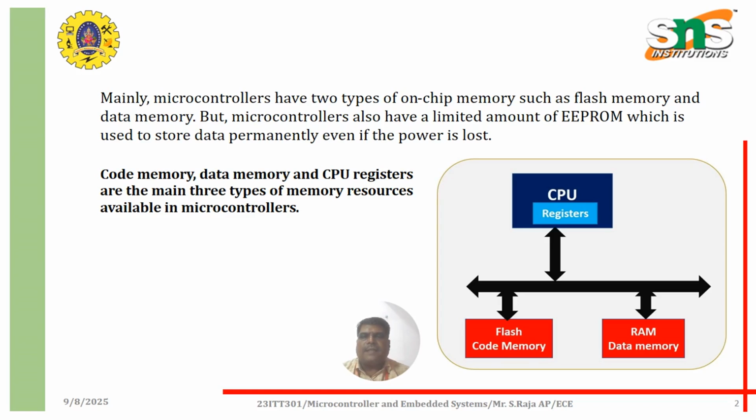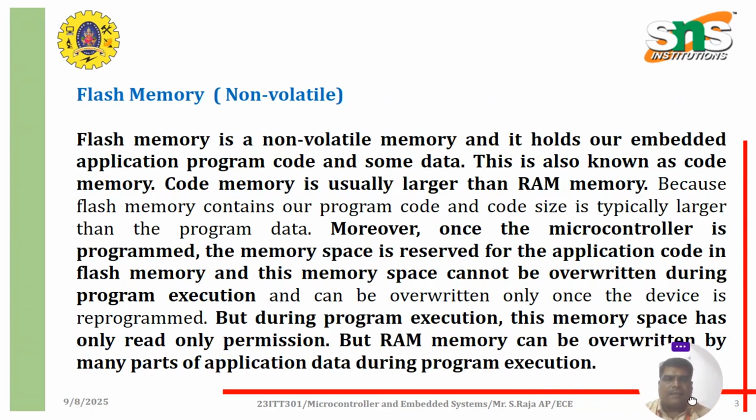Code memory, data memory and CPU registers are the three main types of memory resources available in a microcontroller. This figure shows the classification of CPU registers based on flash memory and data RAM memory. Flash memory, or non-volatile memory. Flash memory is a non-volatile memory and it holds our embedded application program code and some data. This is also known as code memory.